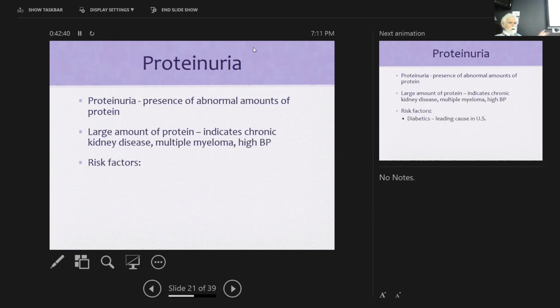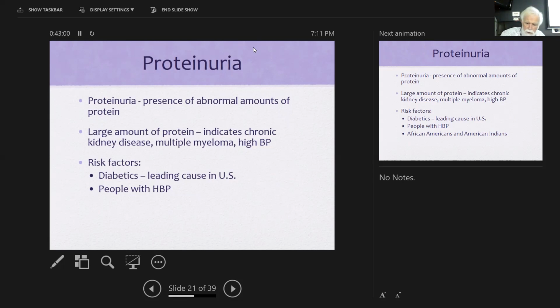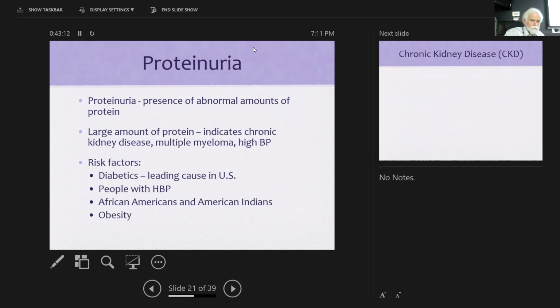Excess protein in the urine is something that can indicate several diseases or conditions: kidney disease itself, multiple myeloma, blood pressure increases. We see this also in diabetics because their metabolism is all screwed up. More common, we're seeing ethnic issues here. African Americans and Native Americans will show a higher risk for proteinuria than other populations.